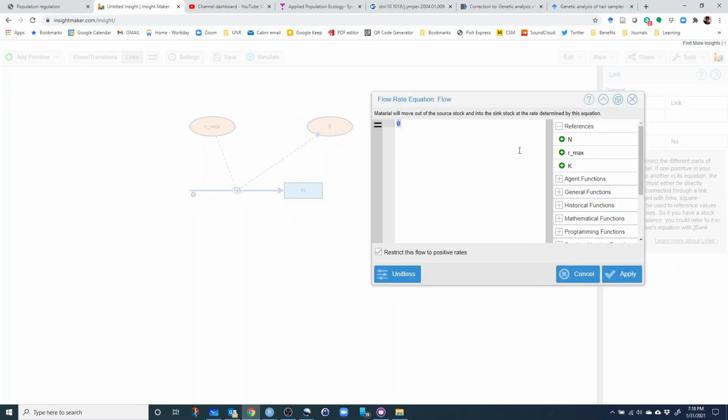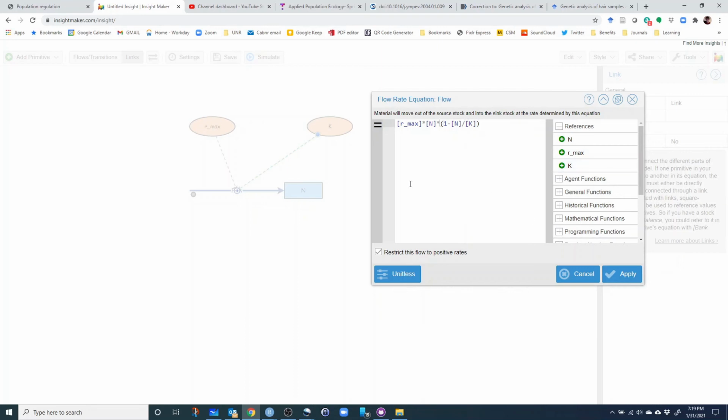And so we have R max times n, right, which is the basic exponential growth equation. And then we have this extra term that represents the degree to which carrying capacity is empty, essentially. So 1 minus n over K. All right. So basically that's the equation.